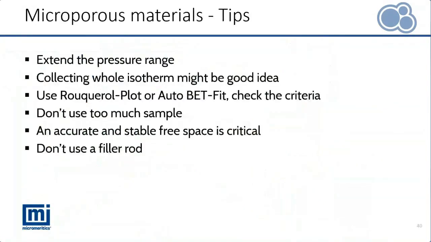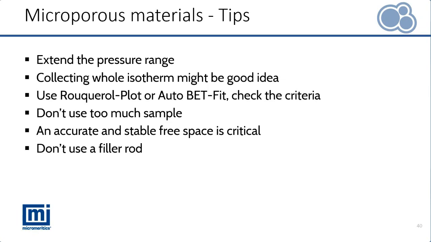Let me summarize at this point what is important when analyzing microporous materials. Extend the pressure range so that you have enough data points to define a valid range for BET data reduction. Collecting a whole isotherm might be a good idea here as well. Check for the 4 criteria by looking at the C constant and using the Rouquerol plot and/or the AutoBET fit. Don't use too much sample mass.